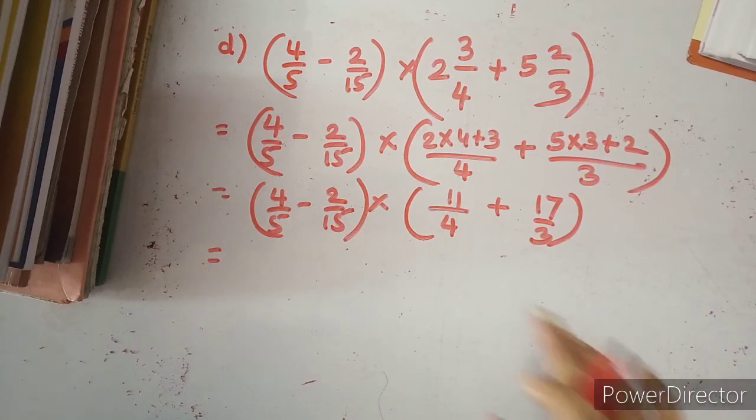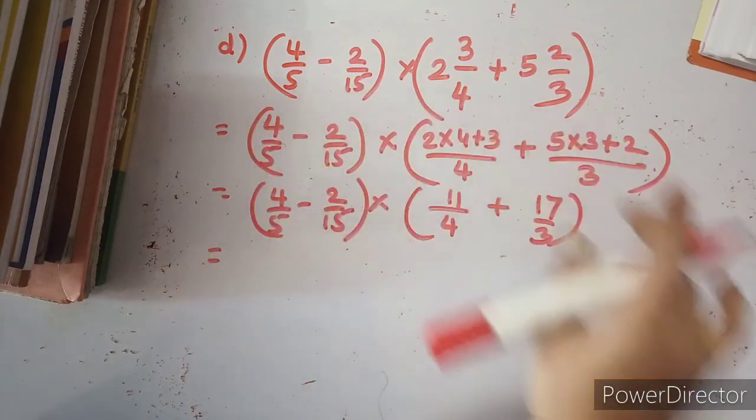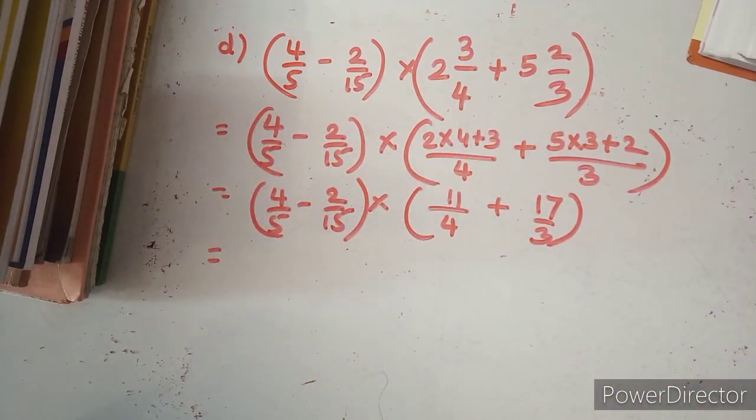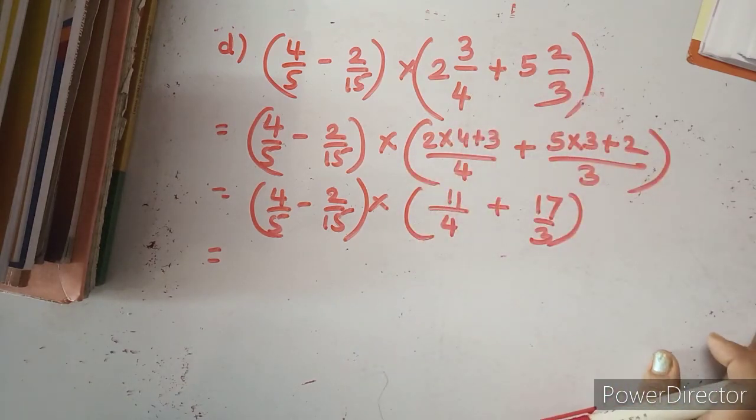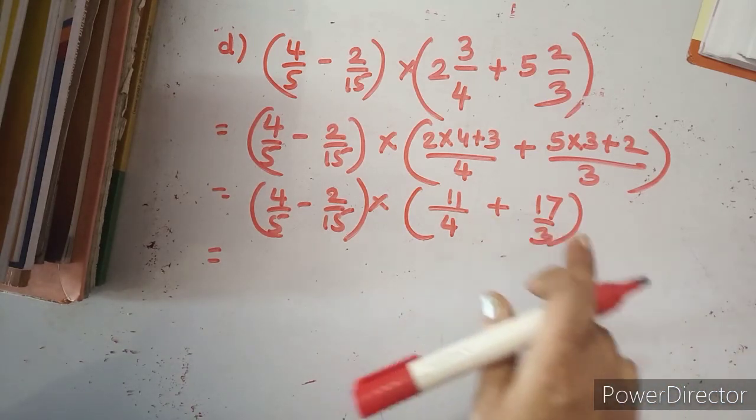Now see the next problem. Here also you have the two brackets, and here also you can see the mixed fraction over here. So please try to convert this mixed fraction into improper fraction. So see, I have converted it.